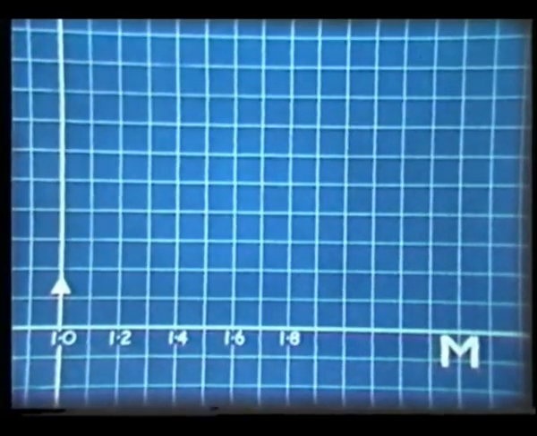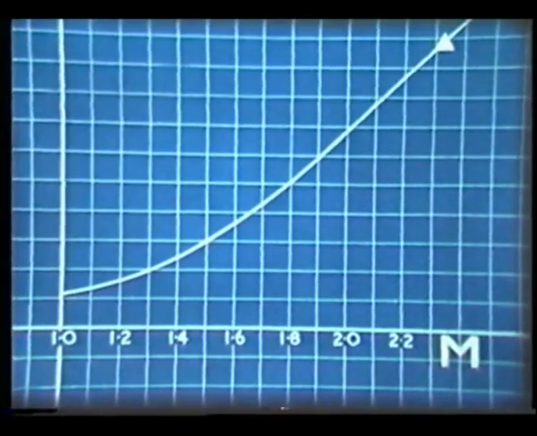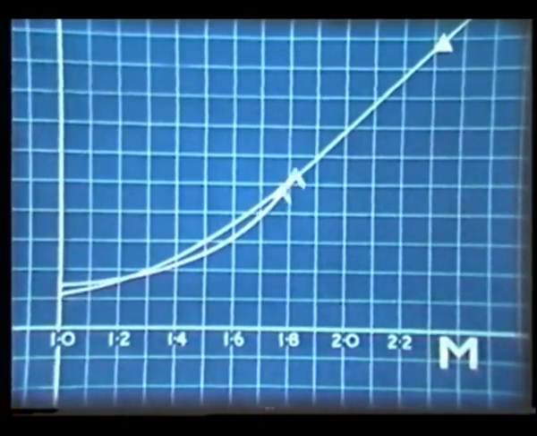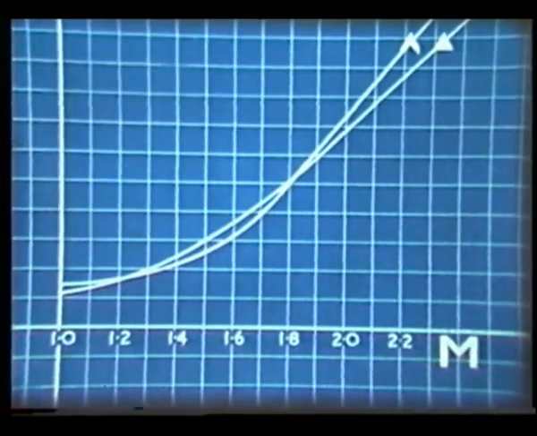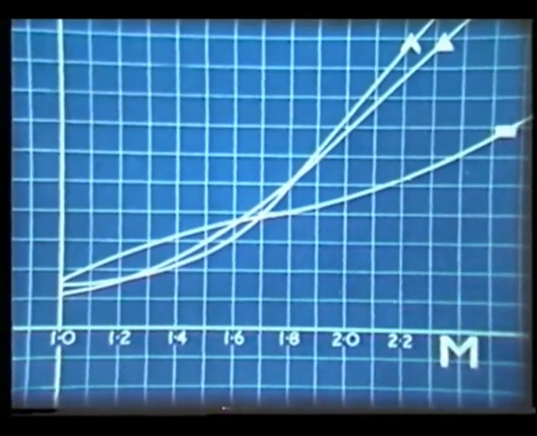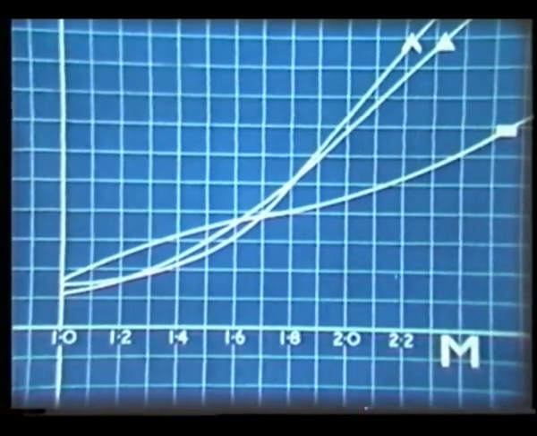Take a delta planform such as this. Plot its drag against Mach number. The curve is like this. A swept planform with the same amount of sweep will give this rather similar curve, while a straight wing, giving a similar landing speed, will give this quite different curve. The straight wing gives less drag at the higher Mach numbers than these particular swept or delta planforms.